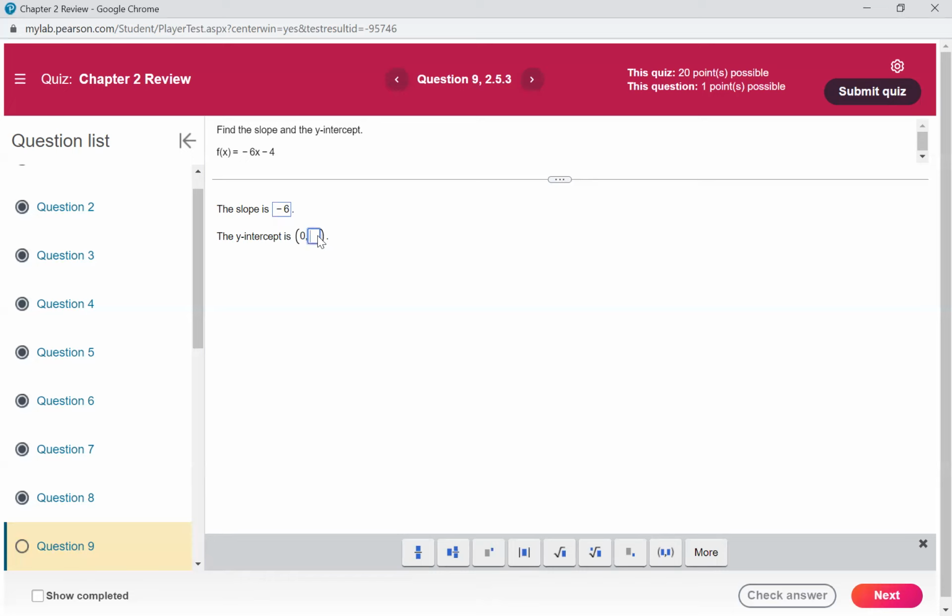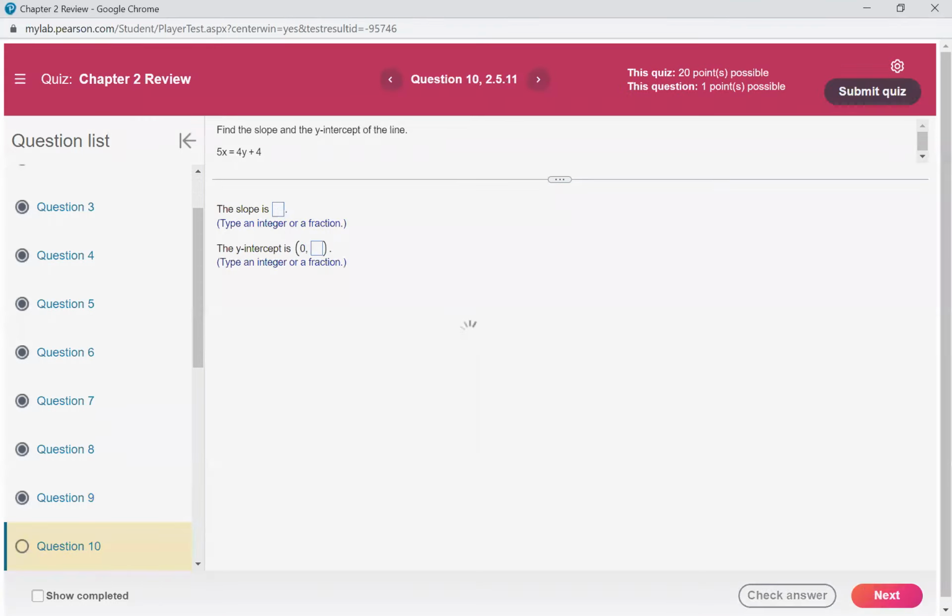The y-intercept, and they give you the 0 already on this. All you got to do is put in the number. And remember, the y-intercept is the b part of that formula, which is the negative 4. So remember, this is the mx plus b stuff. Negative 4 is my y-intercept, so I would come down here, put negative 4 into that parentheses. And y'all, that's it on that. And so we like it when they're already solved, okay? And we hit next.